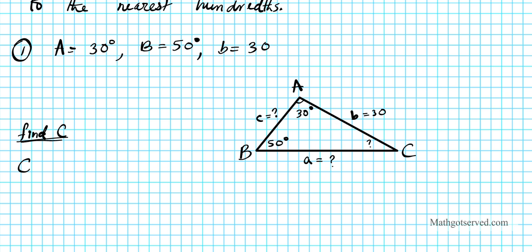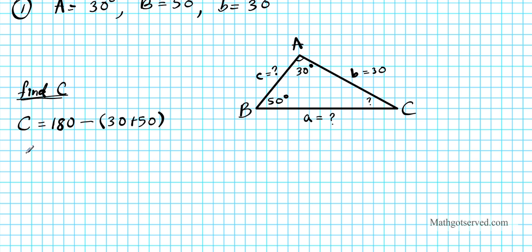So to find big C, we simply subtract the two angles that we know from 180: 180 minus 30 plus 50. If we do the arithmetic, angle C equals 180 minus 80, and that tells me angle C is 100 degrees. So angle C right here is 100 degrees. Okay, good. We have one piece of information. Now let's go ahead and find the other two.